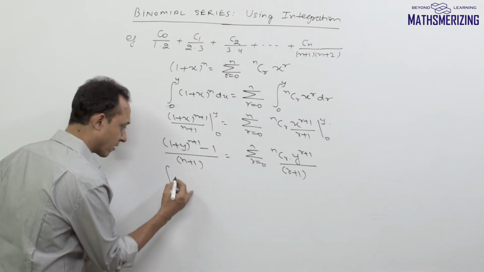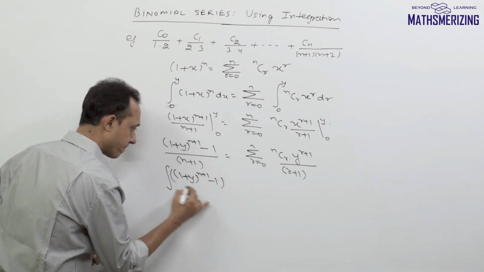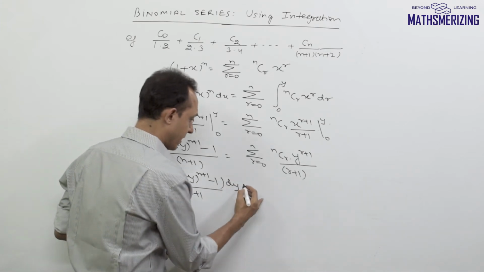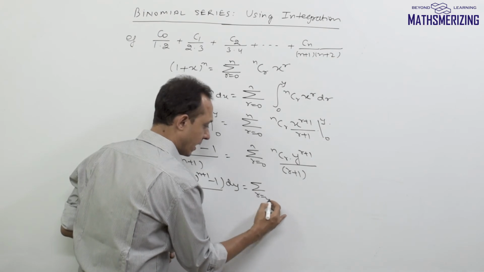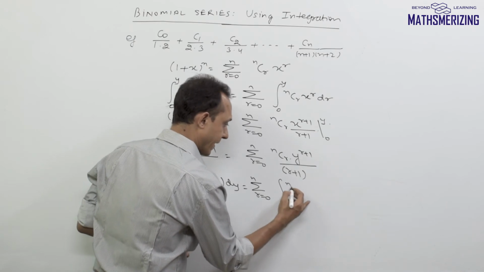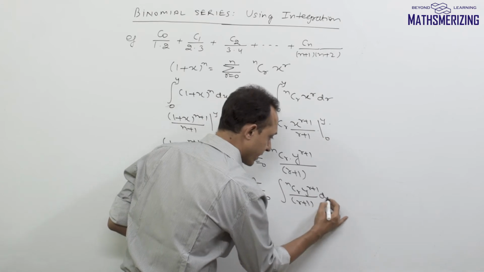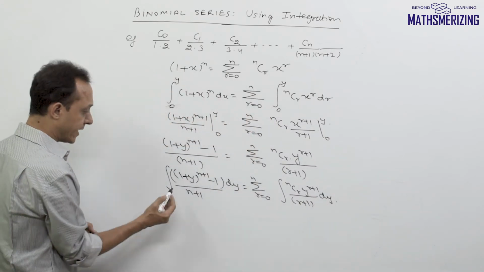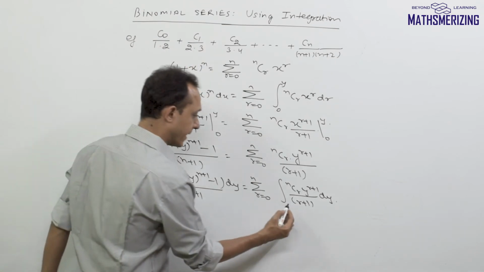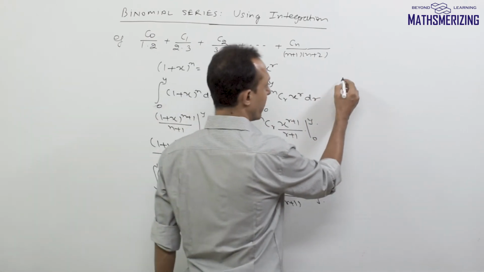So I'll write integral of (1 plus y) to the power n plus 1 minus 1 into dy upon n plus 1. And here I'll write summation r varies from 0 to n, and integral of nCr y to the power r plus 1 upon r plus 1 into dy, and I'll take my limits from 0 to 1, because here I need some of the coefficients. So if I integrate it here, I'll take this 1 upon n plus 1 out.